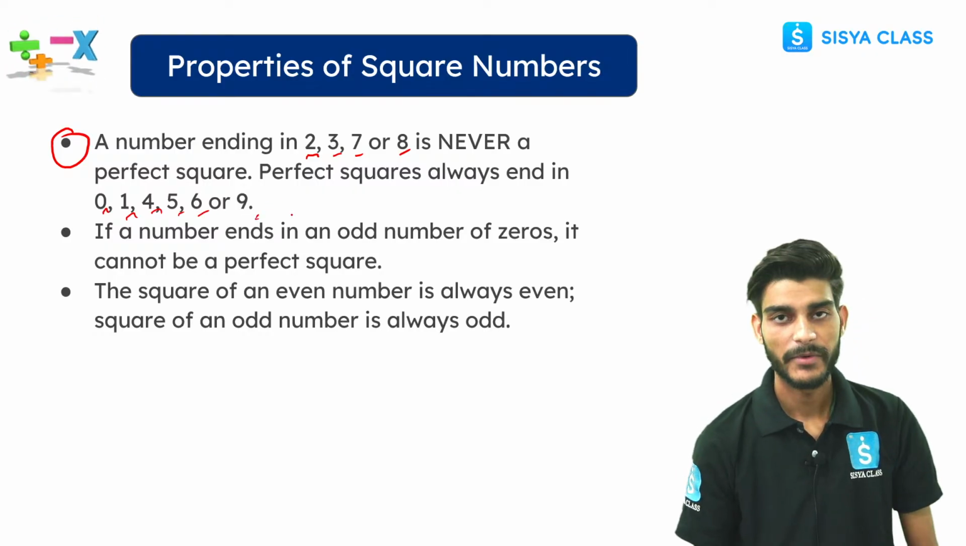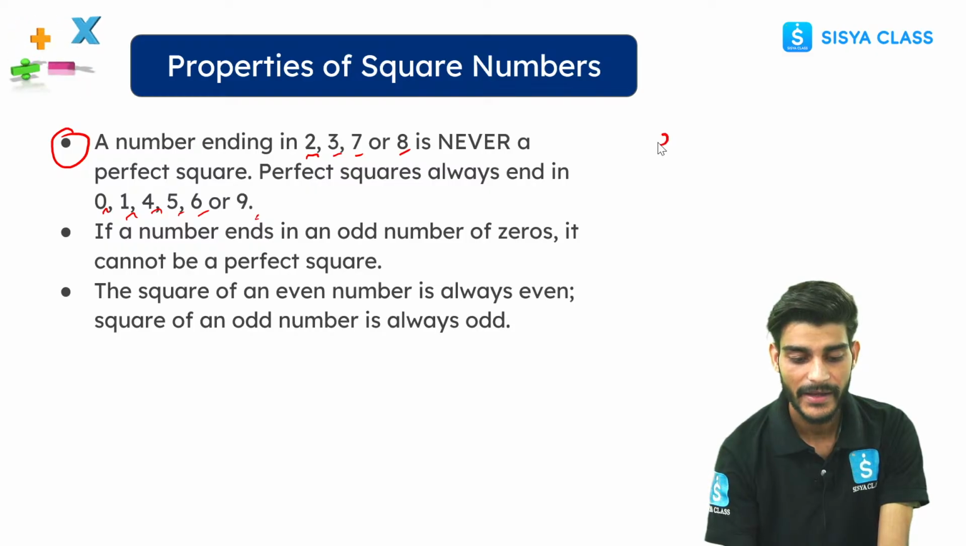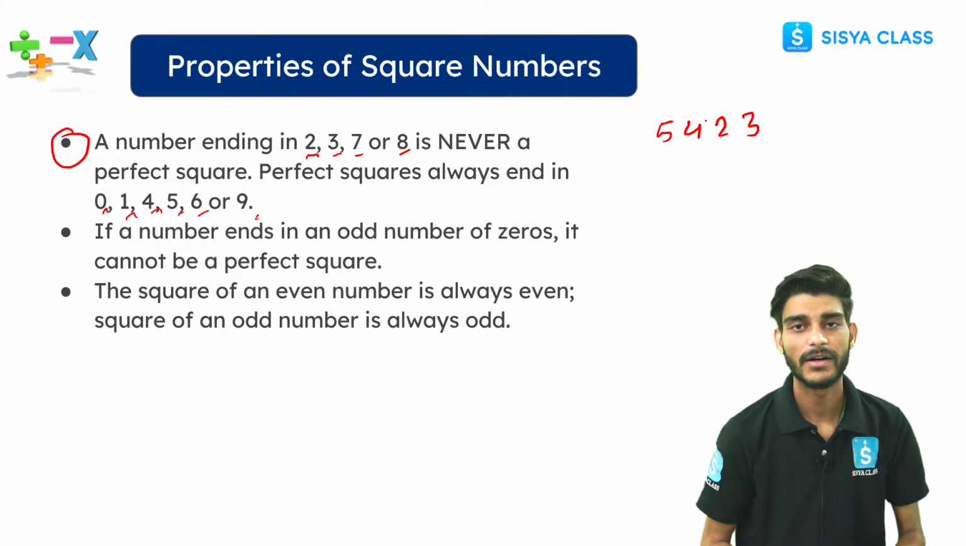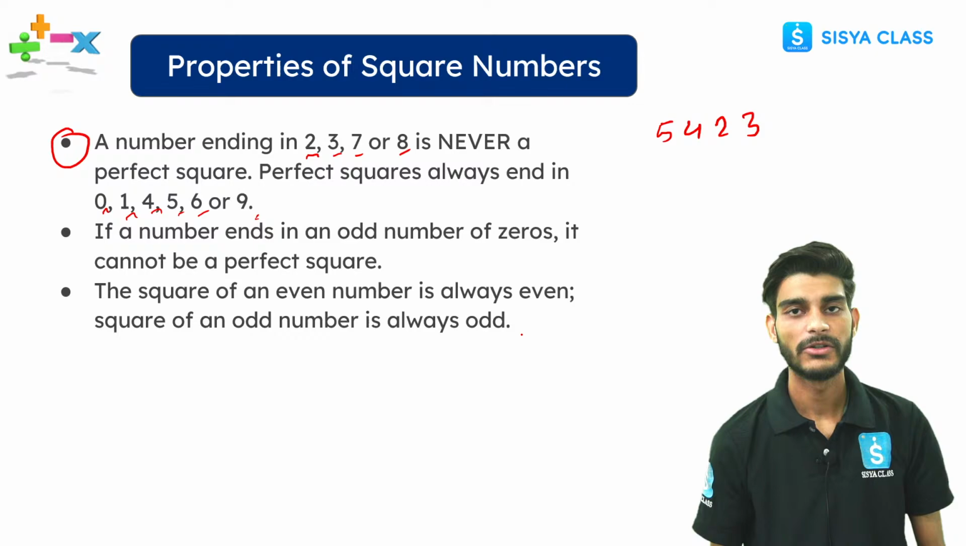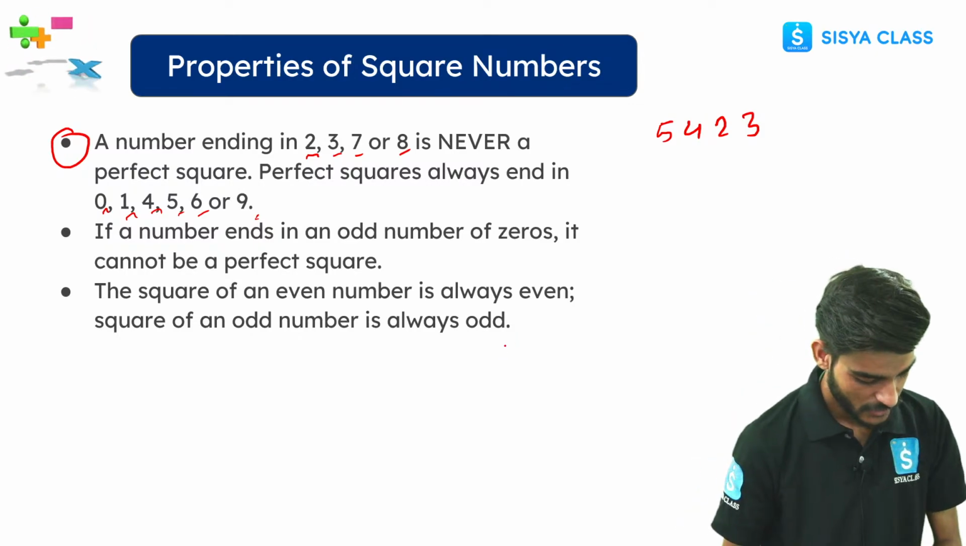Sir, I didn't get property number 1. Okay, let me explain to you. If I write any number here, 5, 4, 2, 3, and I ask you, is this a perfect square? What should be your answer? Everybody please write in the chat box. What do you think? What should be your answer?